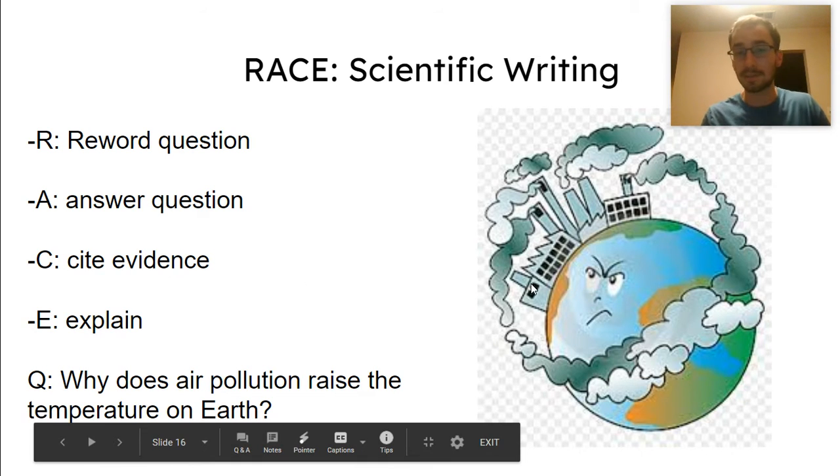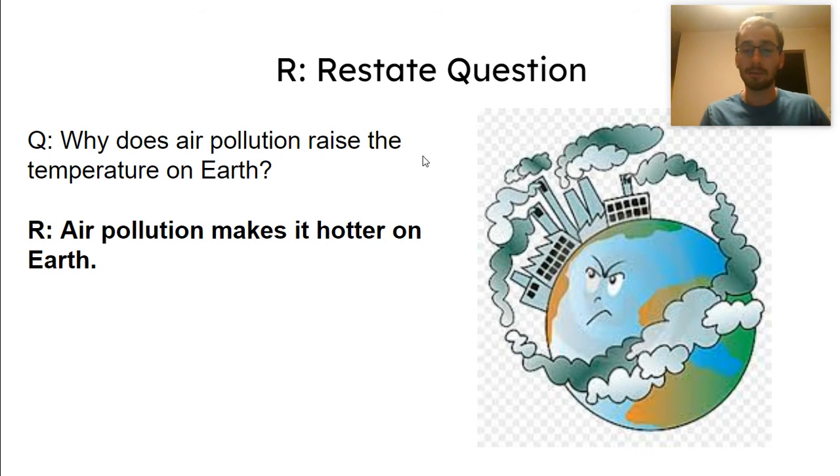That's a question I have to answer using RACE. The first part is restate the question. So I'm not going to say anything new. I'm just going to change this question, take away the question mark, and make it a little simpler. So if the question is, why does air pollution raise the temperature on Earth? I'm just going to say, air pollution makes it hotter on Earth. Just agree with the question, take out the question mark, and put a period.